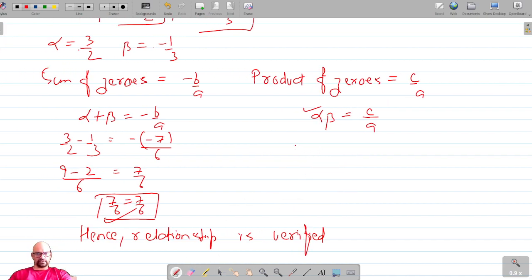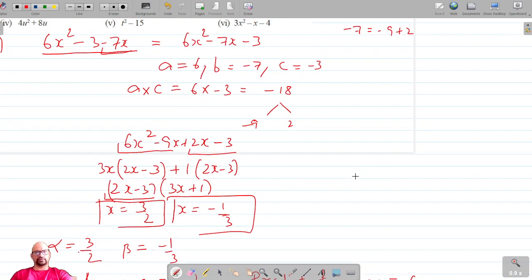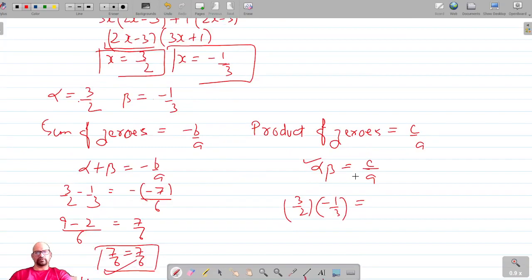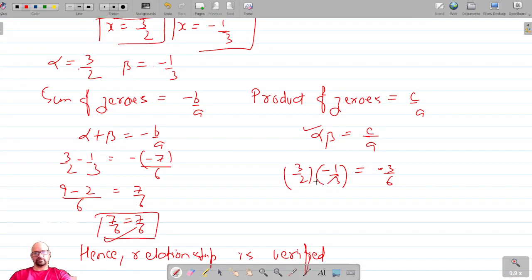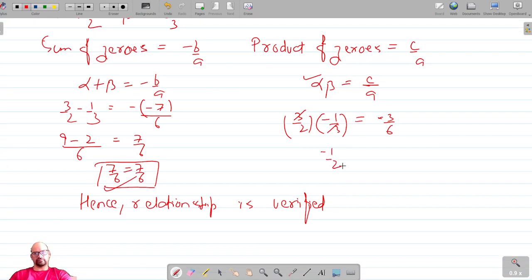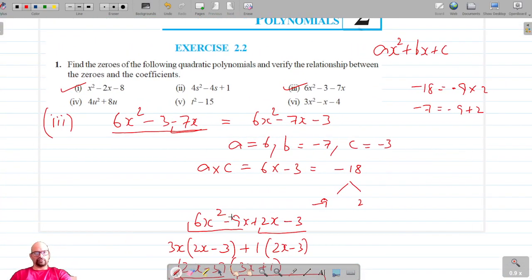The product of the zeros, and the zeros are 3 by 2 into negative 1 by 3, is equal to c by a. So c is negative 3 and a is 6. So this leaves me with minus 1 by 2, and this is also minus 1 by 2, and hence the relationship is verified in this case as well. Okay, now let's move on to question number 4.